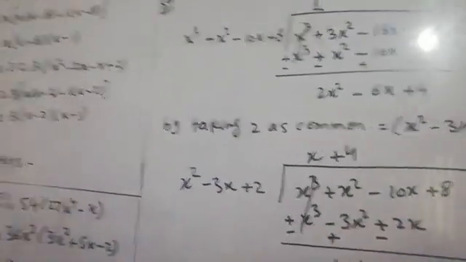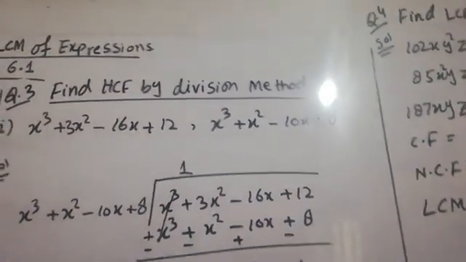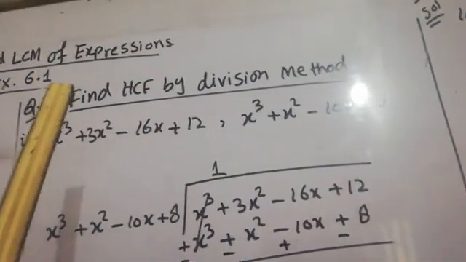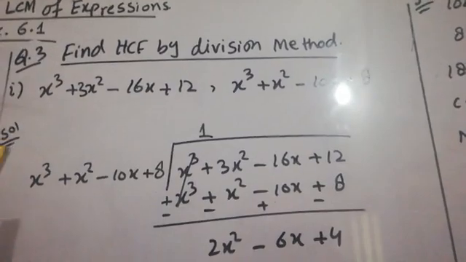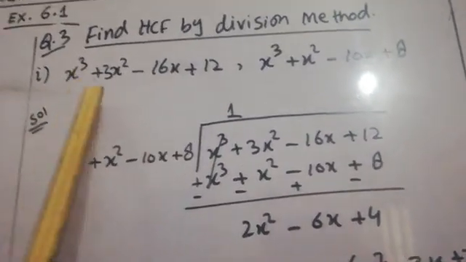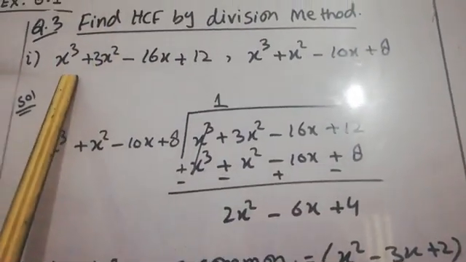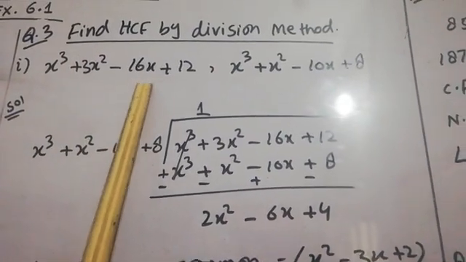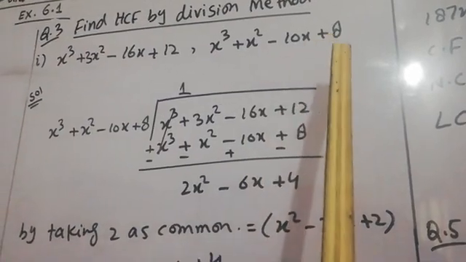Now my dear students, we will move to question number 3, find HCF by division method. In the previous question we did LCM by the factorization method, and now we will solve HCF by the division method. So the first part is x cube plus 3x square minus 16x plus 12, and the second is x cube plus x square minus 10x plus 8.